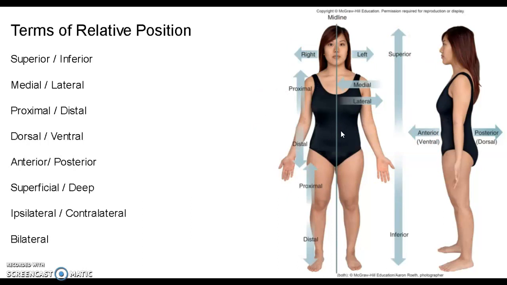If you put your arms above your head, now all of a sudden your arms are superior to your head, when in anatomical position they are inferior to your head. So always from anatomical position.